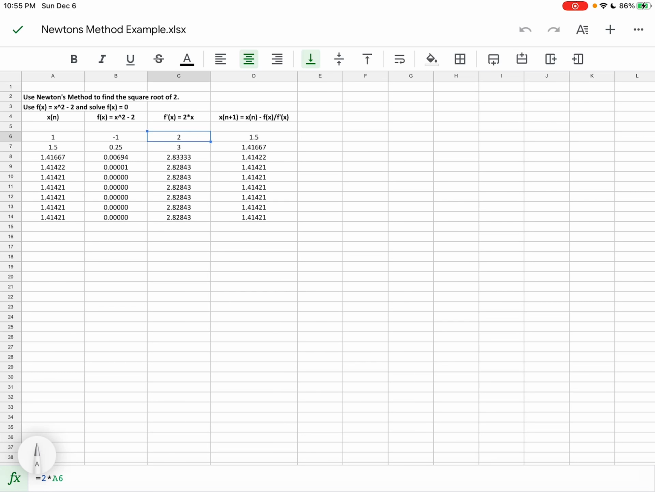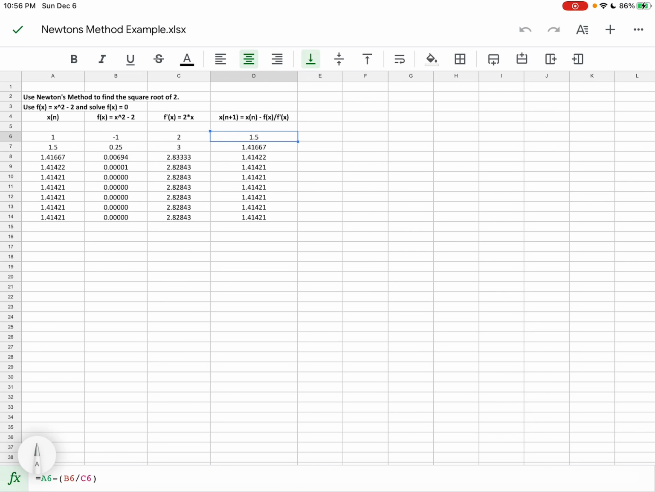In the next column, I want to take the f prime, and I know that f prime of x sub n is going to be 2 times x, because for x squared minus 2, the derivative is 2x. So I'm going to say that that's going to equal 2 times, and then I'm going to click back to A6. That's what that formula is, and in the lower part of your screen here, you see the formula that I used.